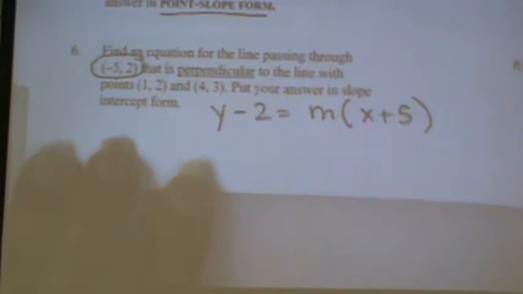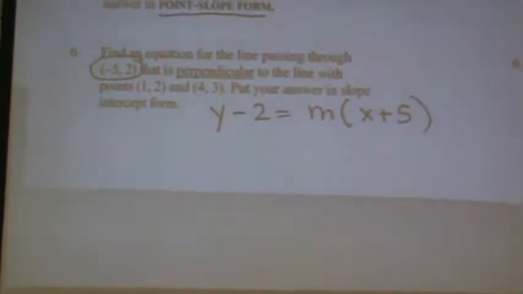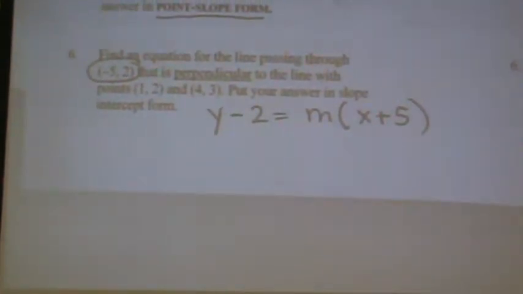Next one. Find an equation for a line that passes through this point. So right away, I go to this. y minus 2 equals some m value times x plus 5. Right away. Easy. That's how fast you should be doing this. Passes through this point. So I'm including those 2 points, the x and the y, into this equation.